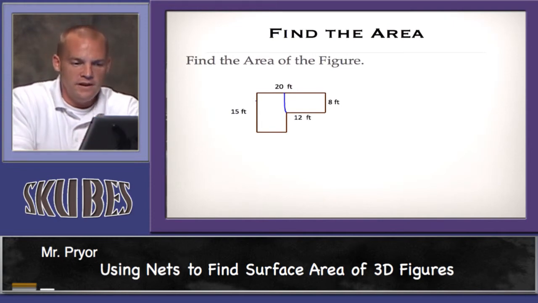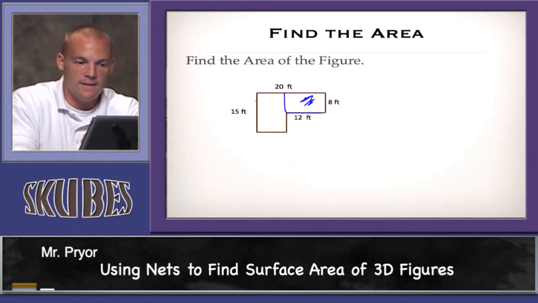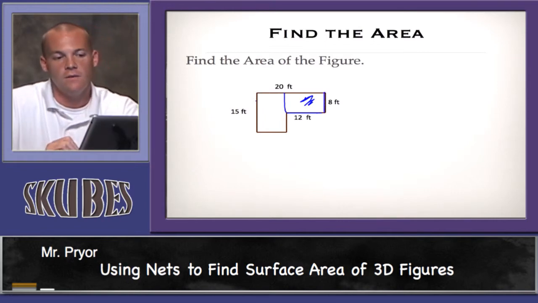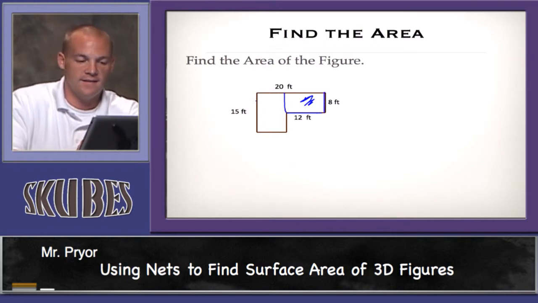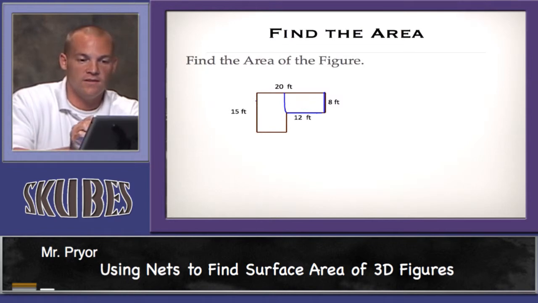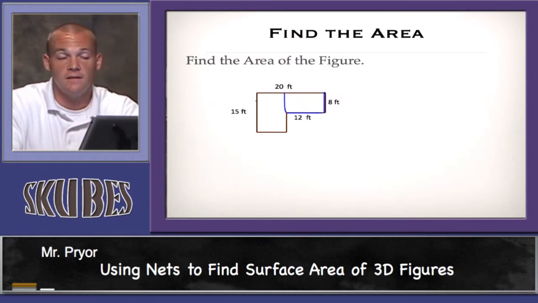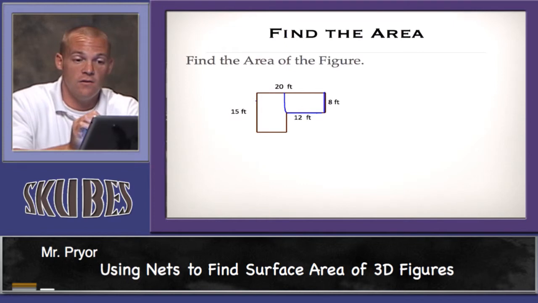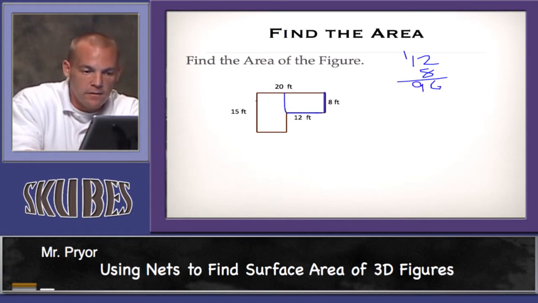Now we can pretty easily find the area of this rectangle right here, and I say that because we have this dimension here of 12 feet and this dimension here of 8 feet, which we can basically just say 8 times 12 to give us the area, because that's the area formula, length times width. So if we go ahead and do that, we'll do 12 times 8. 8 times 2 is 16. 8 times 1 is 8 plus 1 is 9. So this area here in blue would be 96.